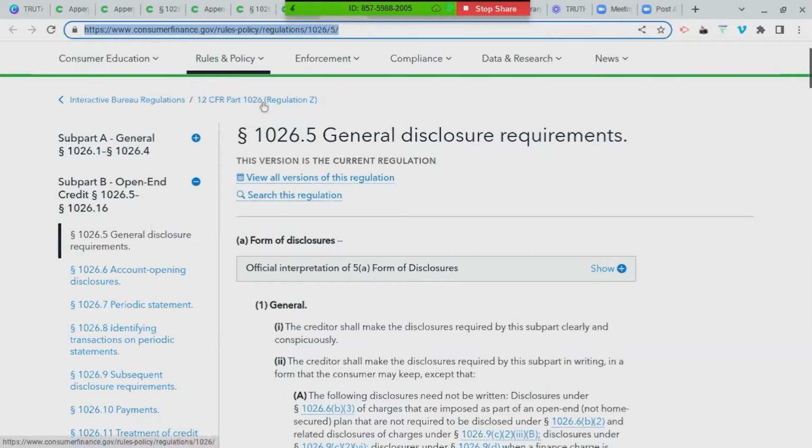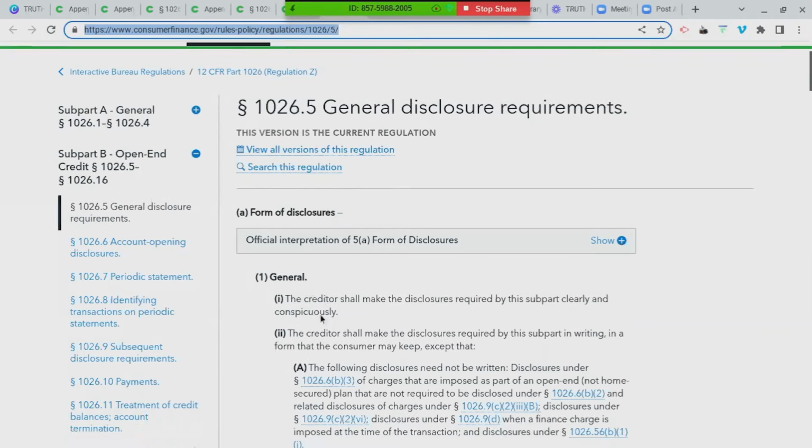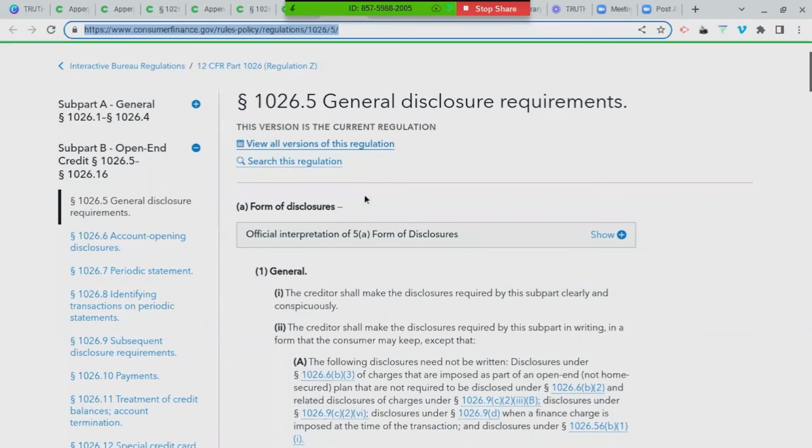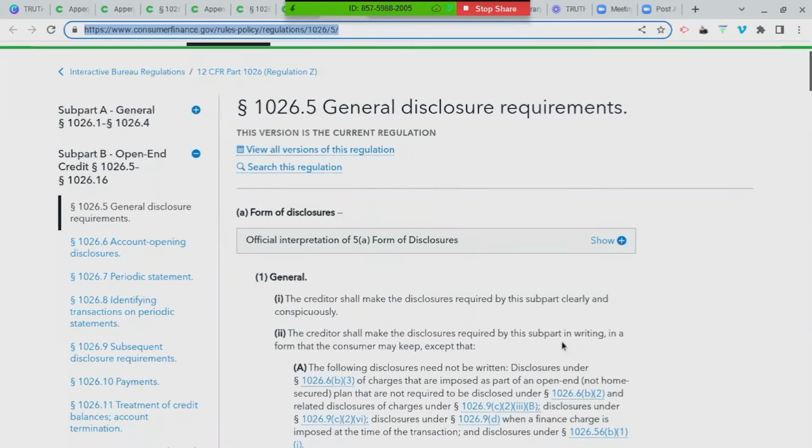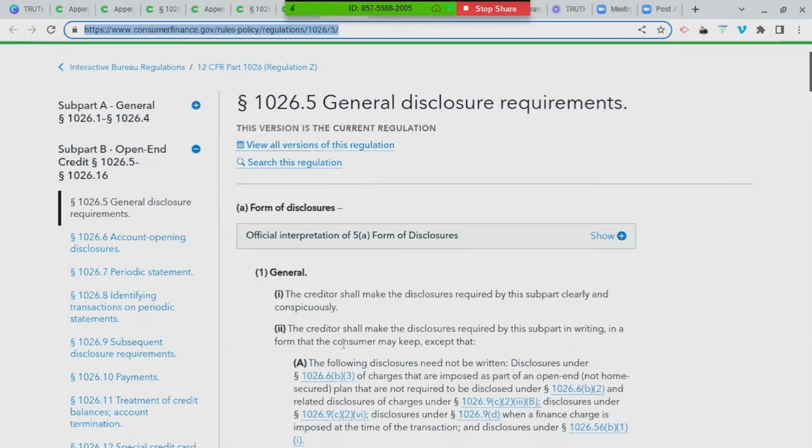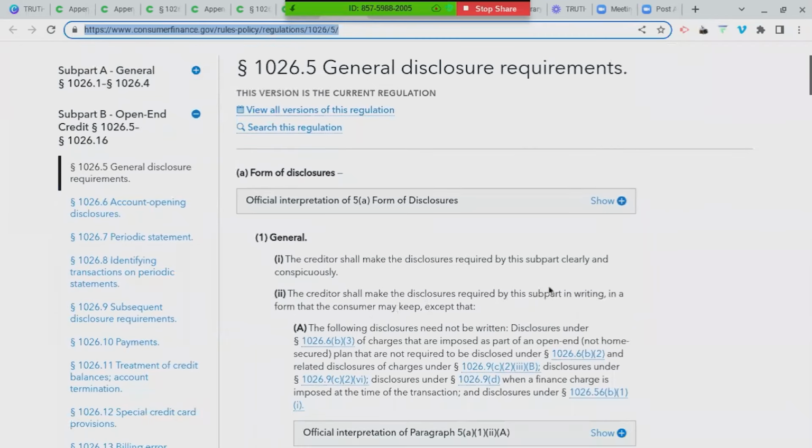Pursuant to 12 CFR 1026.15, the creditor, which is whomever you get the open-end or closed-end credit transaction from, shall make the disclosures clearly and conspicuously. You all know what that means. They have to clearly and conspicuously provide you the disclosures, and they're required to provide them in writing and in a form that the consumer may keep. So you have to be able to keep the form that they provide you the disclosures in.